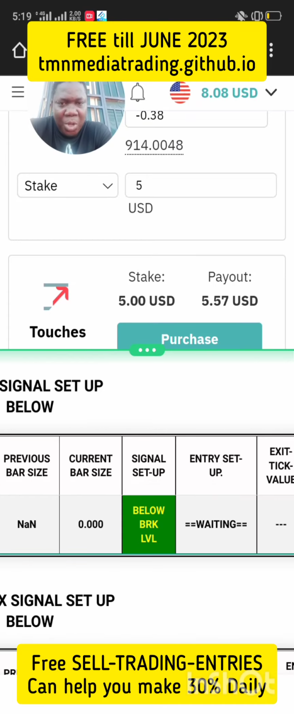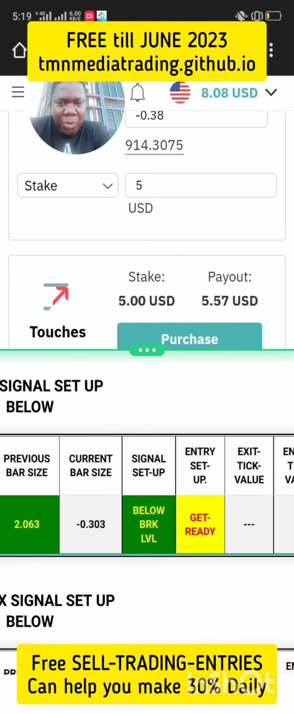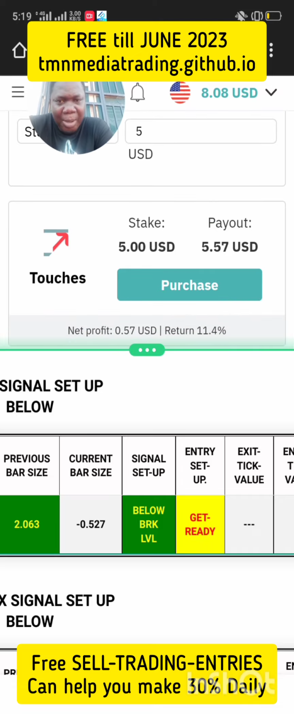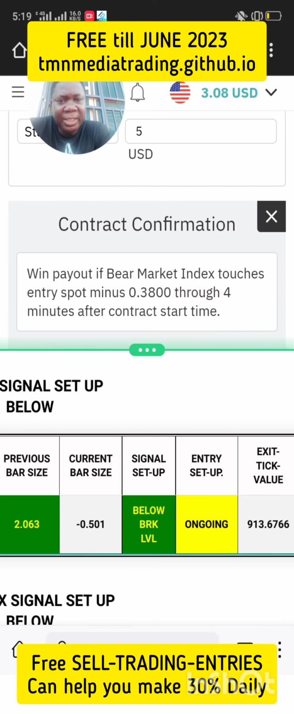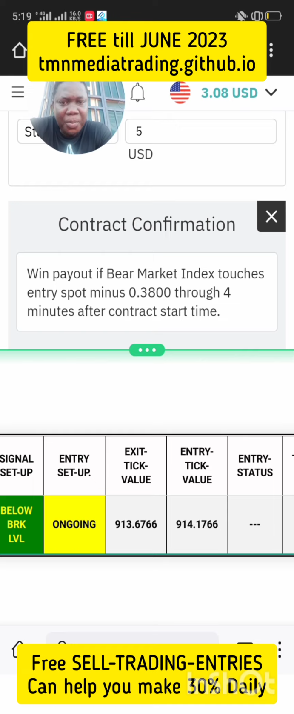Trading. So all I need to do is to watch out for, okay, you can see it says get ready. I'm getting ready. What I'm waiting for is to receive, it's going to say enter. You can see enter. It says I should enter. Now it says it's ongoing. And you can see the exit and entry plan.